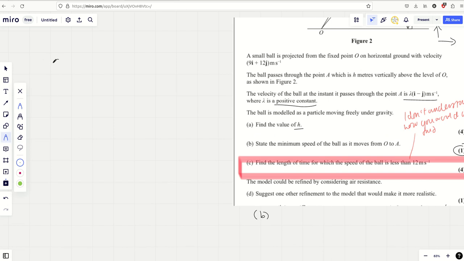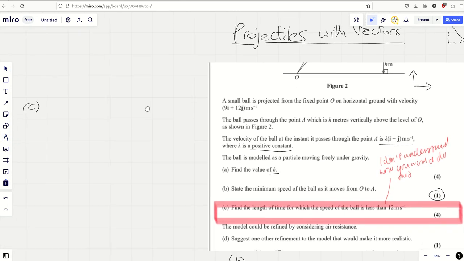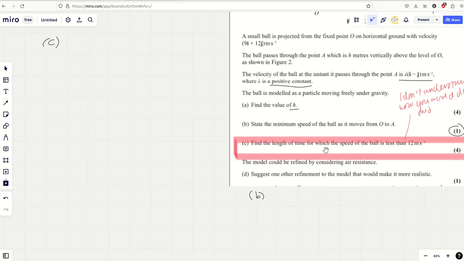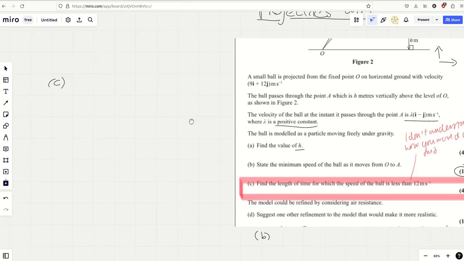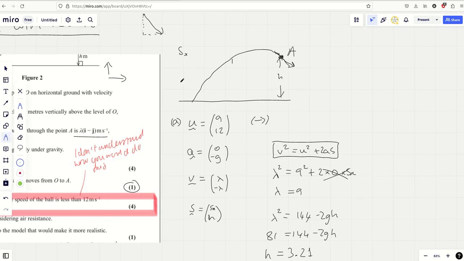Okay, right. Find the length of time for which the speed of the ball is less than 12 meters per second. Well, my first thoughts are, I really need to find how long it takes to get from O to A, and then I can subtract from that the length of time for which the speed of the ball is less than 12 meters per second. Thinking about it, up to here it's greater than 12 meters per second, then it's going to be less than 12, then it's 9 right at the top.